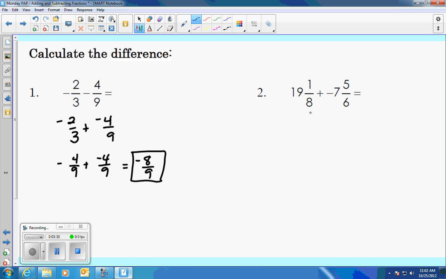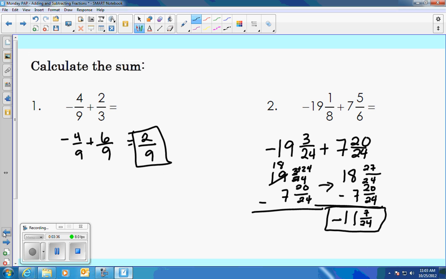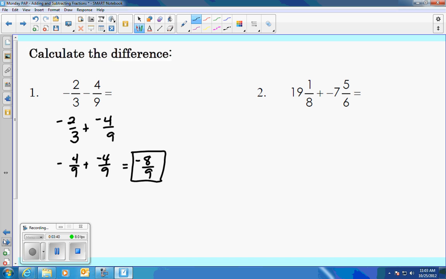On the next one, this problem, excuse me, I think is a typo. Let me double check. Nope. Okay, sorry. It's going to be 19 and 1/8. We found the common denominator of 24 before by multiplying by 3. And then because this is adding a negative, that's really saying we have more positives than negatives, which really means we need to subtract the two numbers to figure out what's left over.